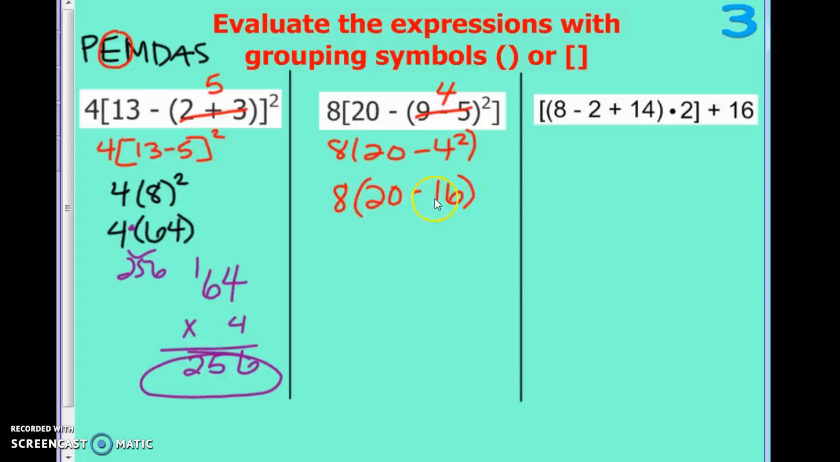Inside our parentheses still, 20 minus 16 is 4. And 8 times 4 is 32. Last one on this slide.